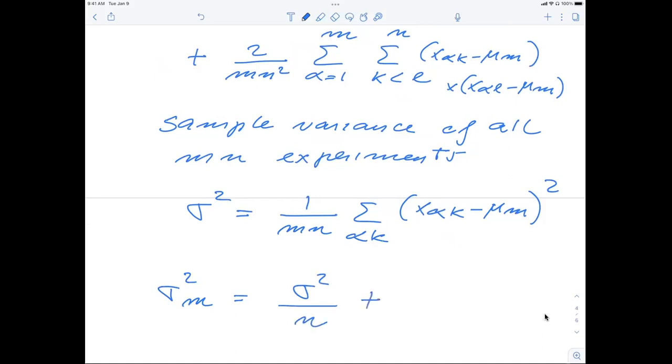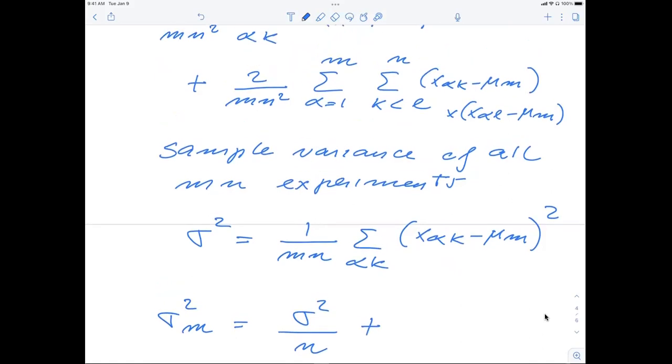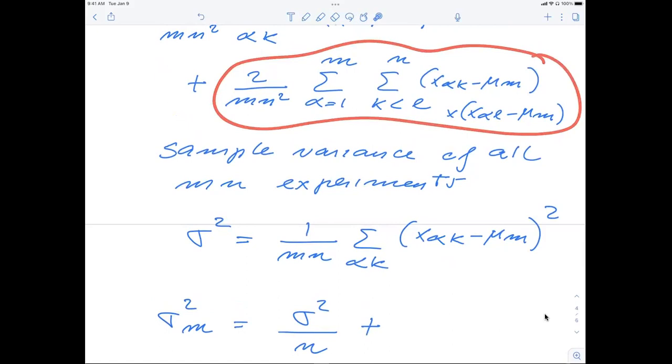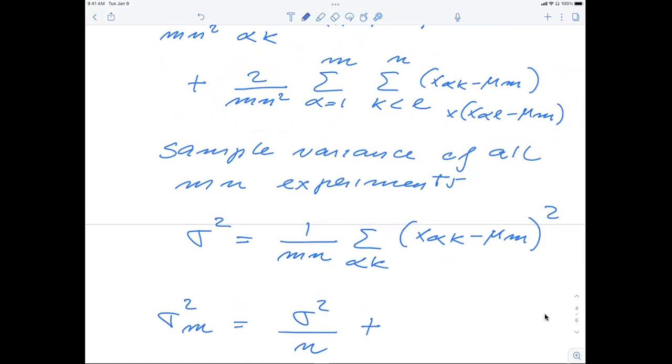So I can rewrite the sigma squared of m in terms of this sigma squared divided by n here, plus a term which is actually a quantity which defines the covariance. So this quantity which we have here is another way of writing the covariance. I'm just simply going to call this the covariance, cov, here.